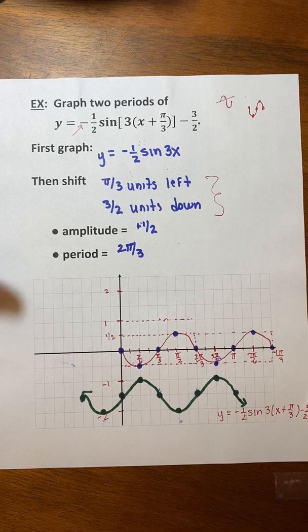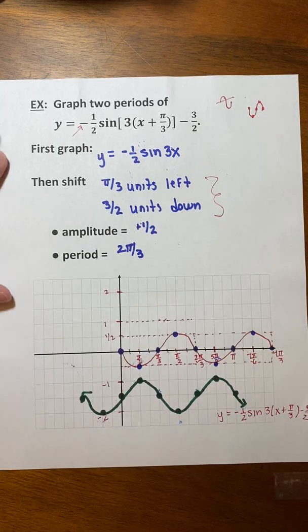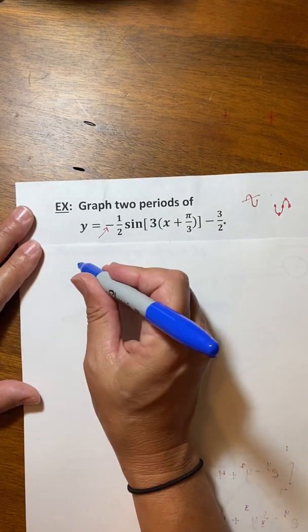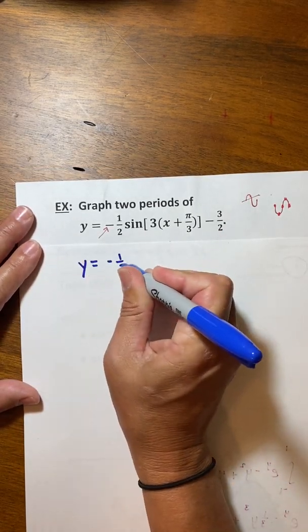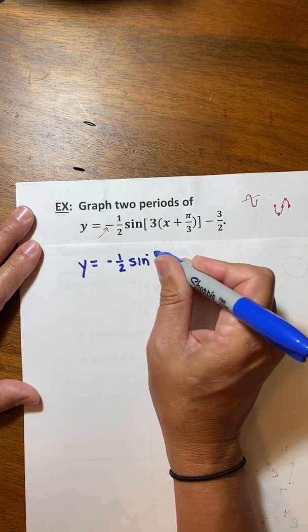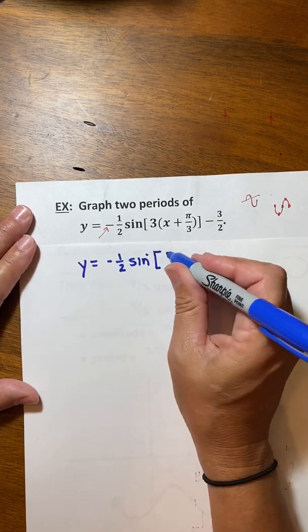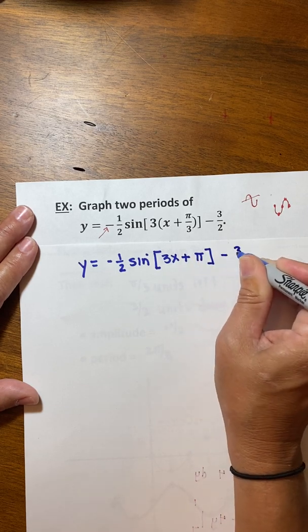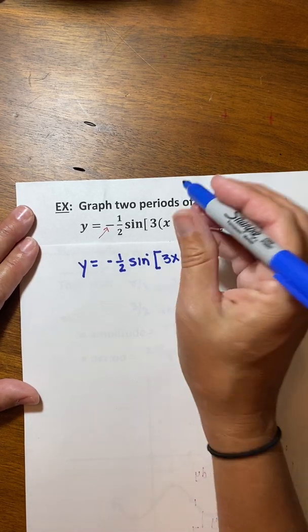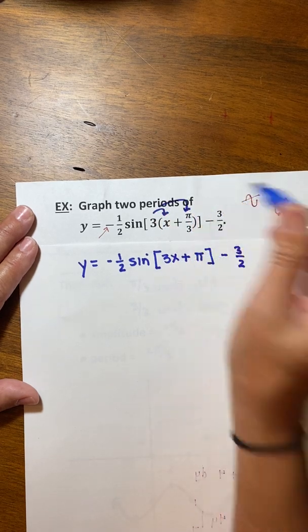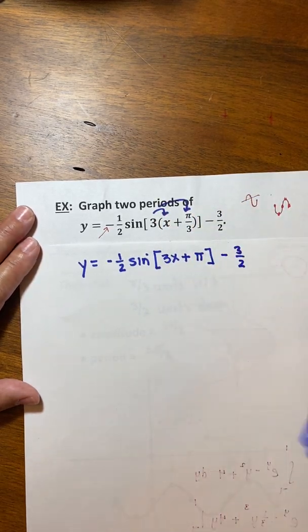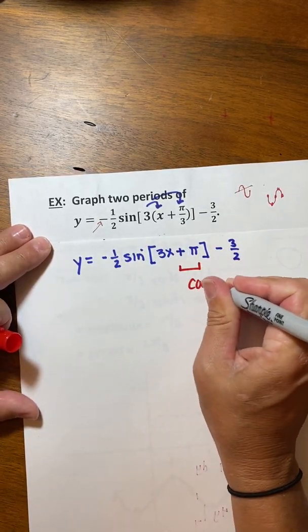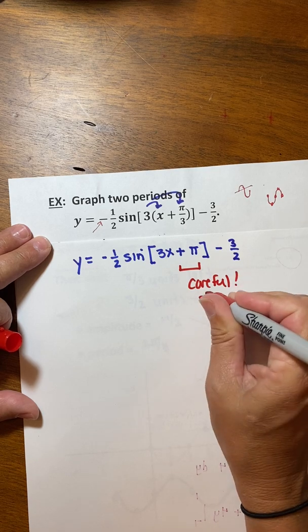All right, side note, be really super careful. So this graph right here is the same as this graph, negative 1/2 sine. What if we distribute the 3x? Wouldn't this be 3x plus pi minus 3/2? Right, same exact equation. I just distributed the 3. But you have to be careful. The shift, if we look at this picture, is not pi.